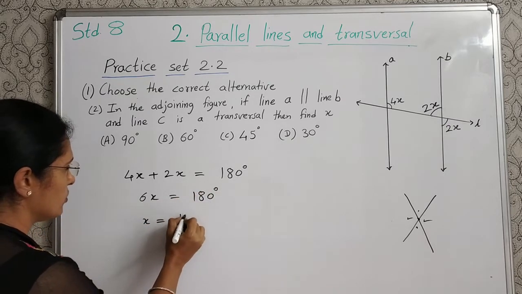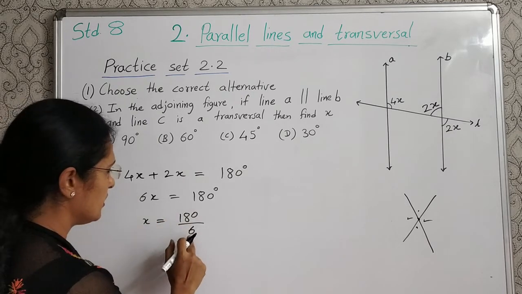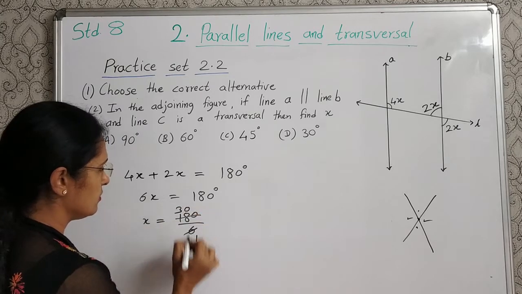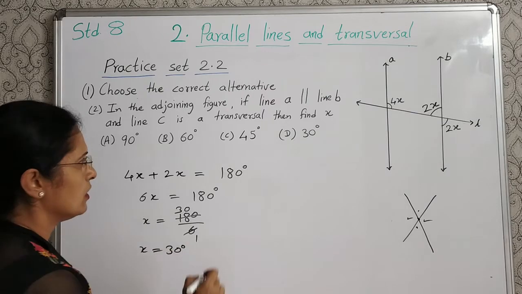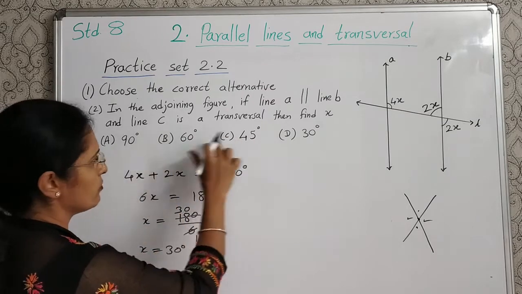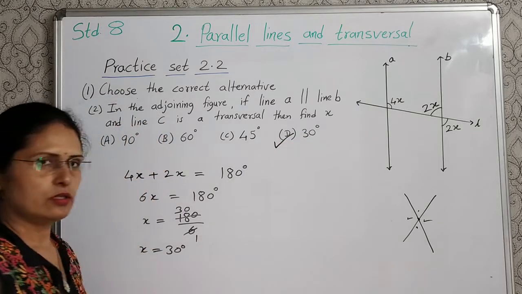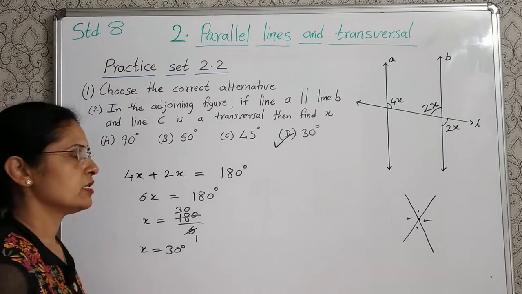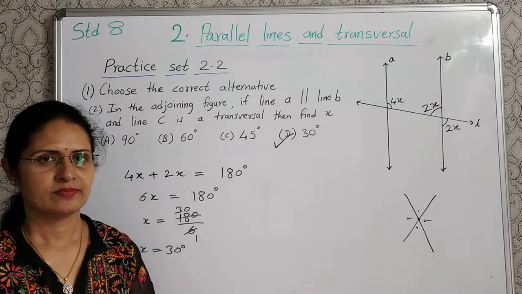So x is equal to 180 by 6. So we'll divide 180 by 6. Simplify here. 6 3s are 18 and 6 zeros are 0. So x is equal to 30. And because these options are 90, 60, 45, and this is 30, this option is the right option. The value of x is 30 and so option D is correct.